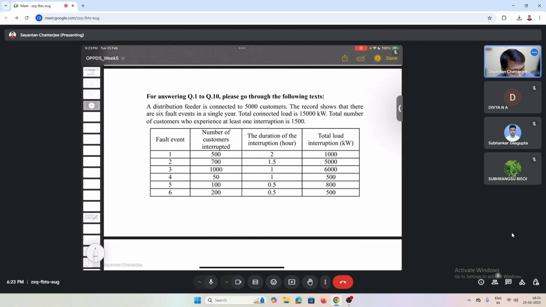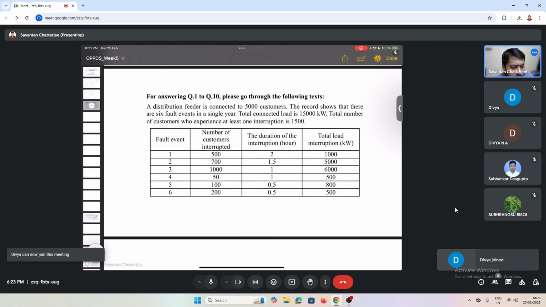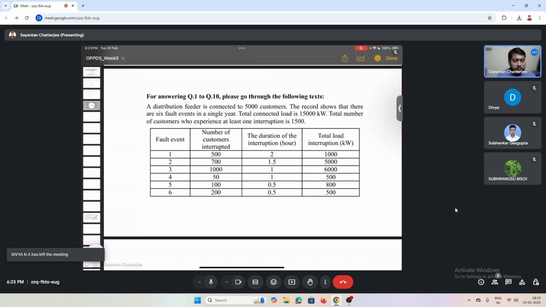Okay, then. So this is the generalized statement, or we can say the question. A distribution feeder is connected to 5,000 customers. The record shows that there are 6 fault events in a single year, and the total connected load is 15,000 kilowatt. The total number of customers who experience at least one interruption is 1,500.